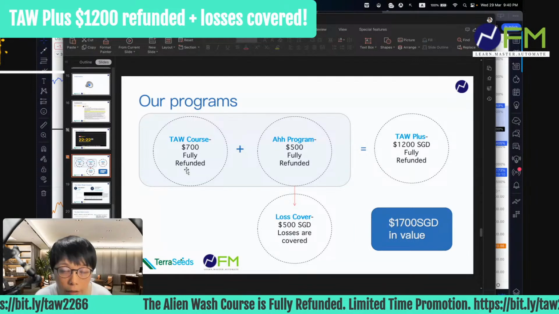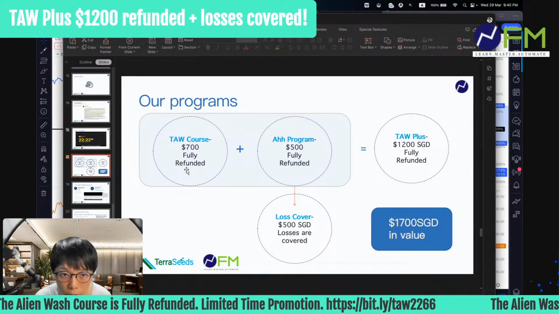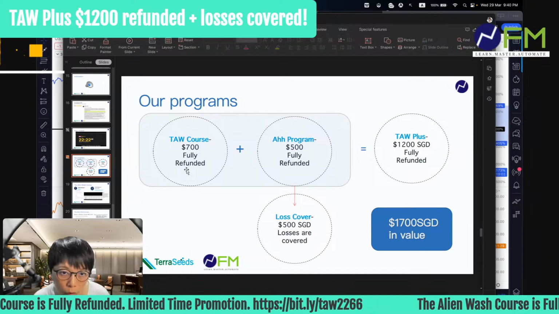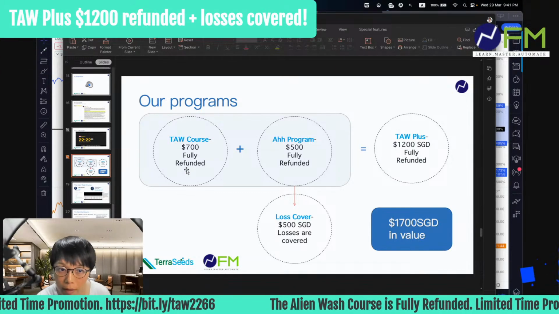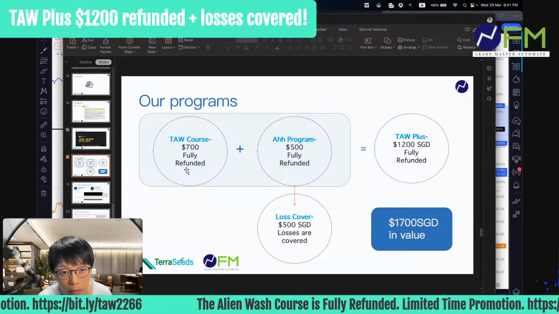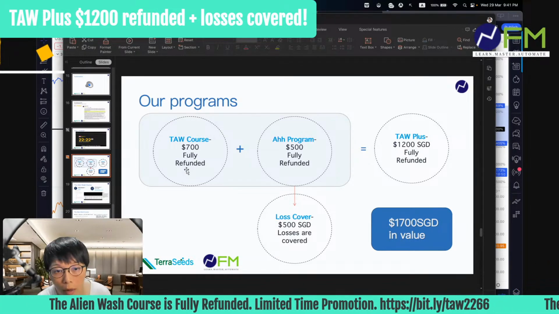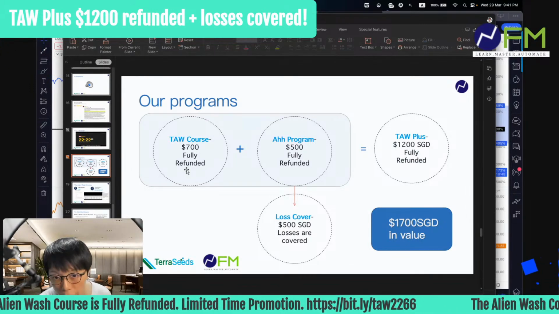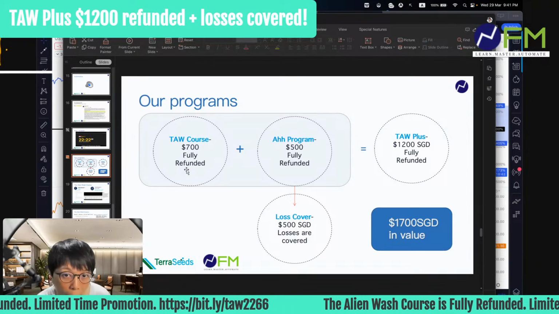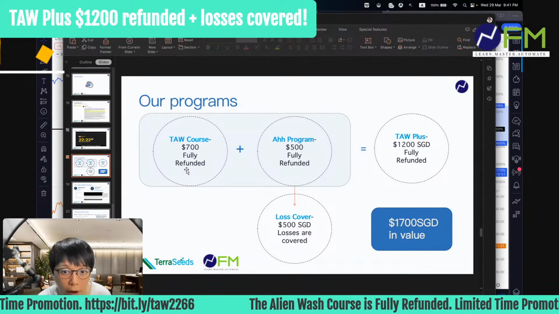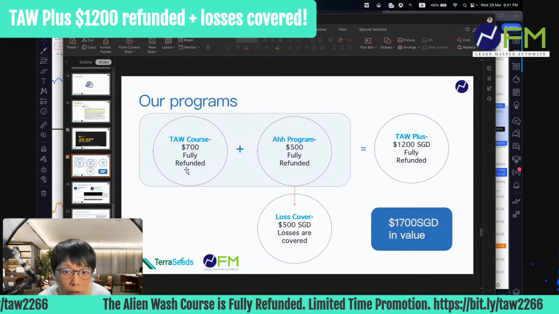And the good news is that it's fully refunded. What is the meaning of refunded? You pay the course fee first, and then we will get a way for you to have that $700 refunded in cash. This is not a scam. It happened to anyone who claimed that refund. And for the R program, the hand holding program, that $500 fee is also fully refunded as well.